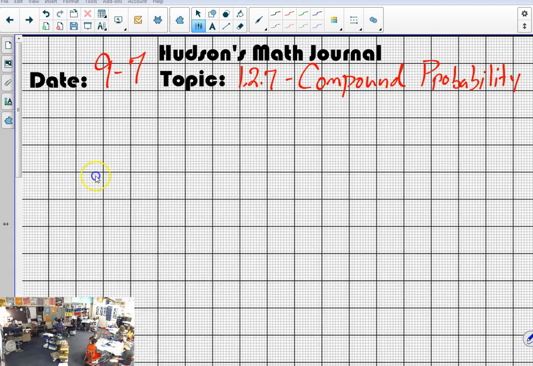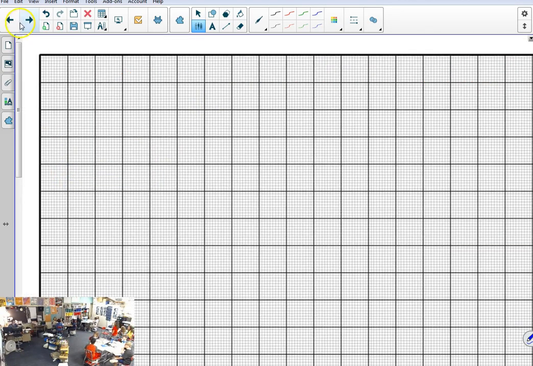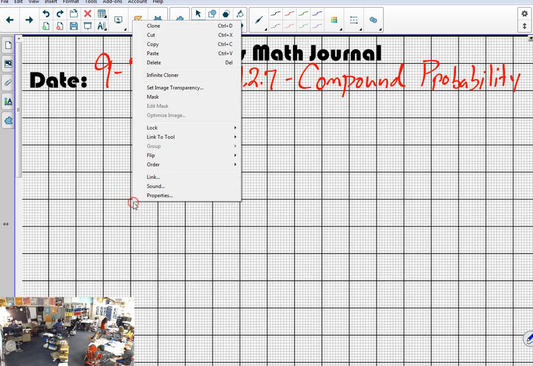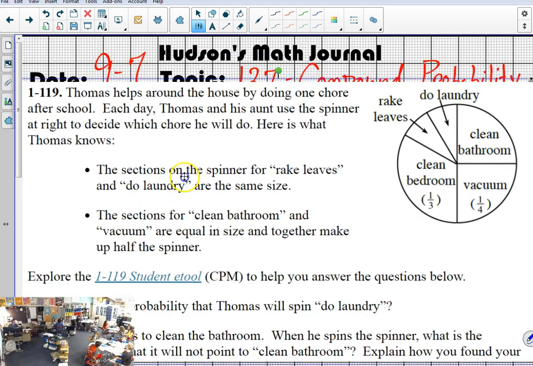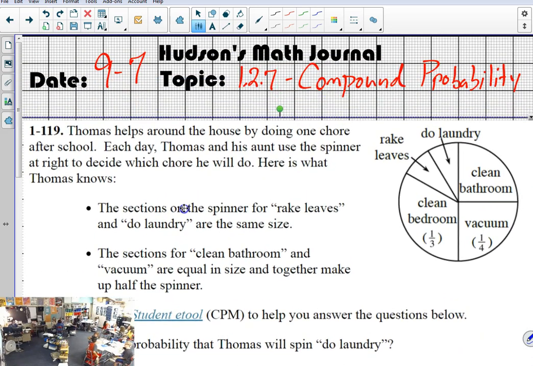Anyone have a chore spinner at home? Or like a chore wheel or anything like that? So this is operating under the assumption that Thomas has a chore spinner and his chores are assigned at random. Okay, so this is a spinner that assigns what chore he does. Alright, I'll shut up.